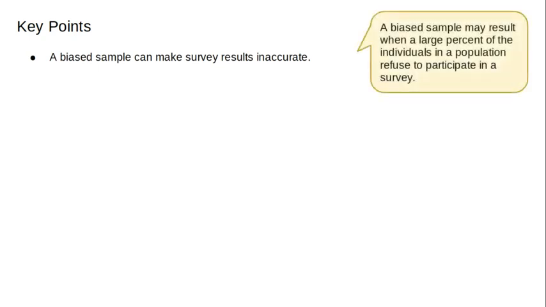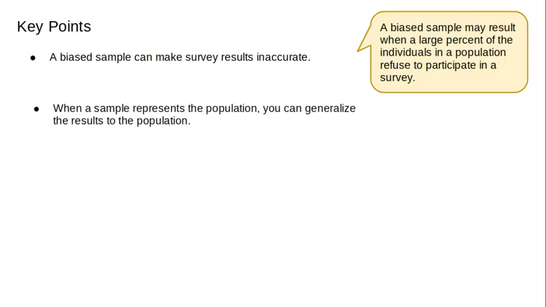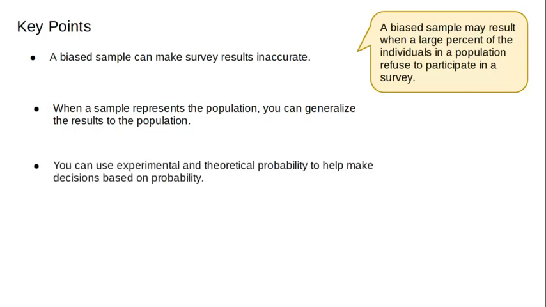Here's some key points for review. A biased sample can make survey results inaccurate. A biased sample may result when a large percent of individuals in a population refuse to participate in a survey. When a sample represents the population, you can generalize the results to the population. You can use experimental and theoretical probability to help make decisions based on probability.